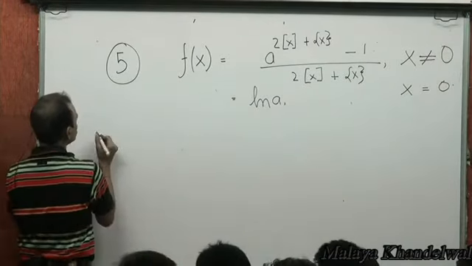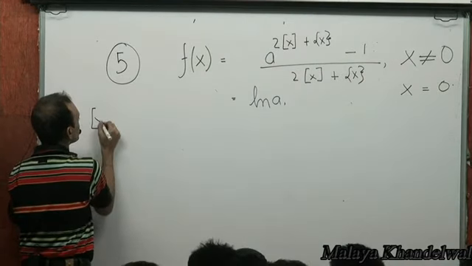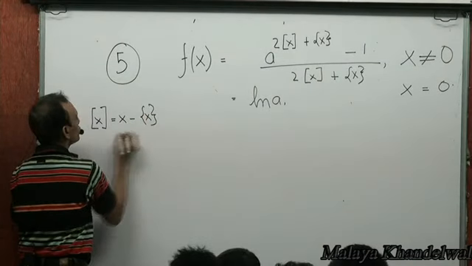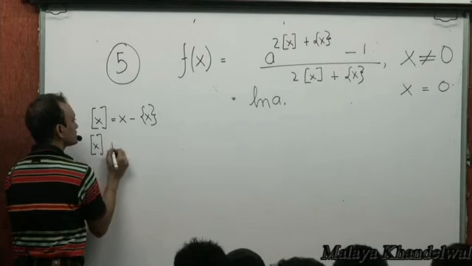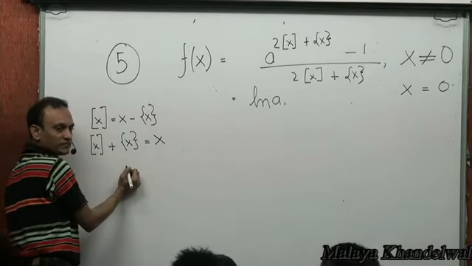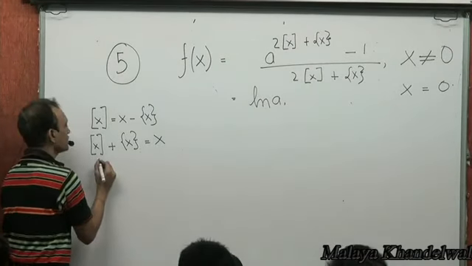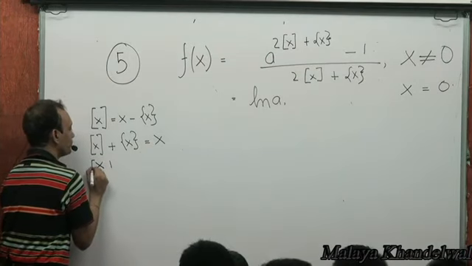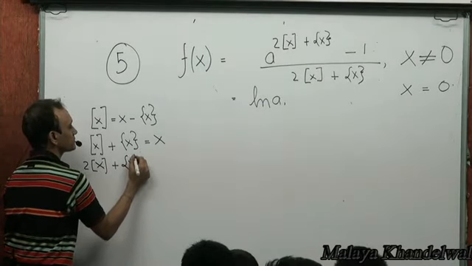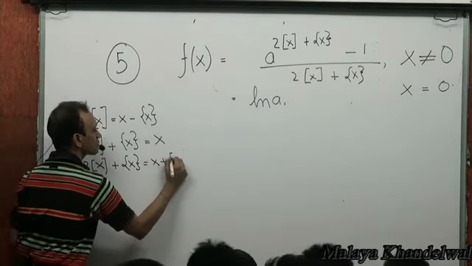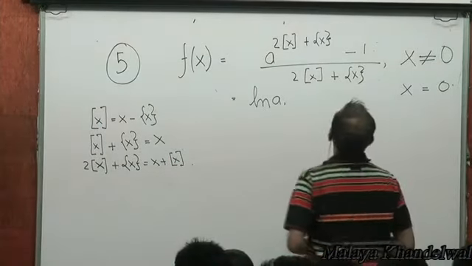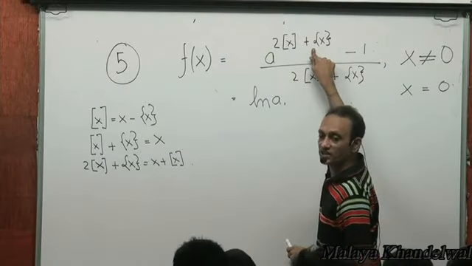Hey, one thing. Floor x is x minus fractional part of x, right? So floor x plus fractional part of x is x. Floor x plus fractional part of x is x. Add floor x to both sides. So 2 times floor x plus fractional part of x is x plus floor x. Yes or no? So we write this whole thing as x plus floor x right here.